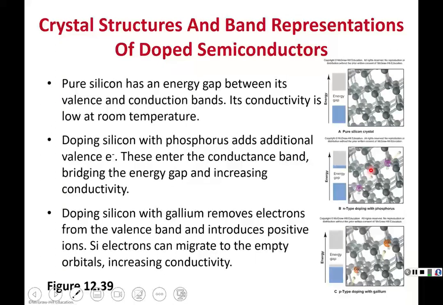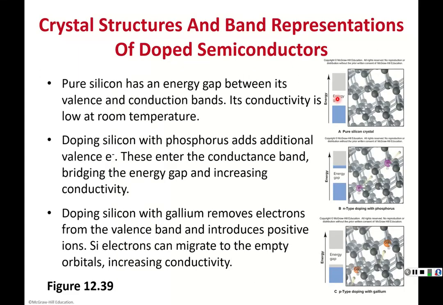Okay, so semiconductors, again, have a small energy gap between them. So if we looked at pure silicon, it has an energy gap between the valence and conduction bands. Its conductivity is very low at room temperature. Right? What happens in semiconductor production is that these are actually what's known as doped. So other elements are added to silicon to create the desired properties.